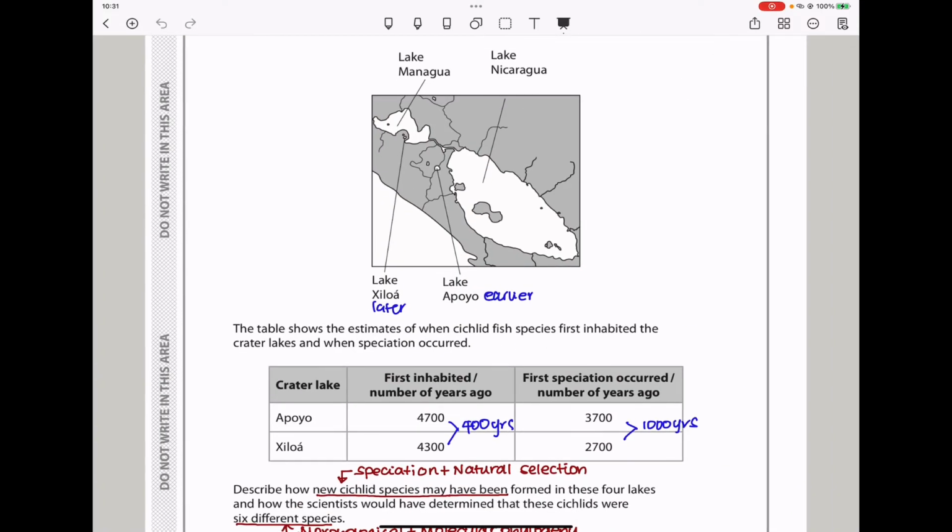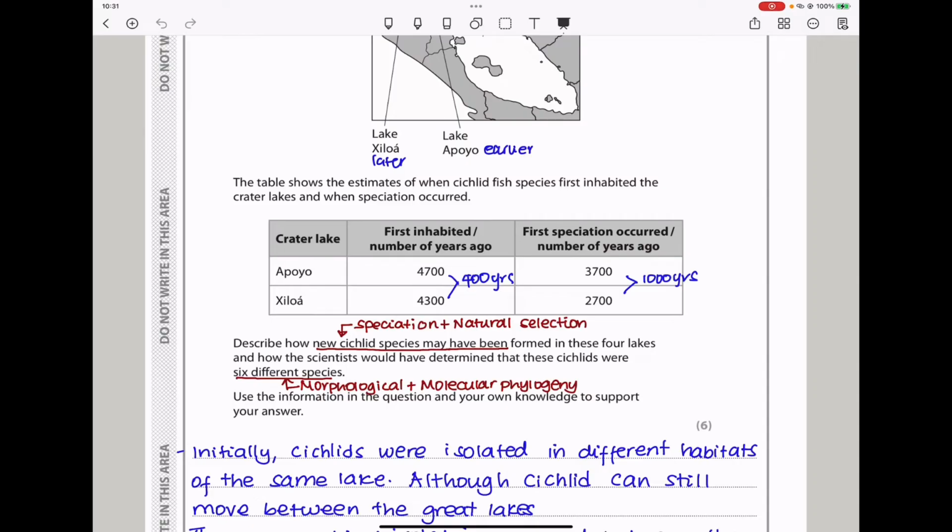So also they show us the location of these lakes. We have Lake Managua as well as Lake Nicaragua here. And then we have the two crater lakes, Lake Xiloá as well as Lake Apoyo. So they also give us extra information about when these lakes were formed. For the crater lakes, Apoyo was formed 400 years earlier. And here we can see there is a 1,000-year difference, while here we have a 400-year difference between their formations.